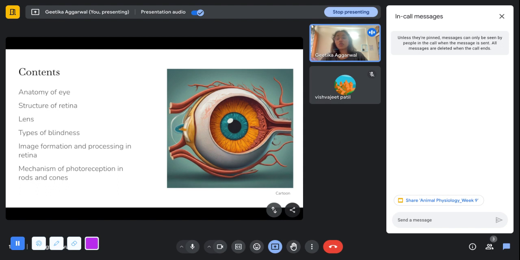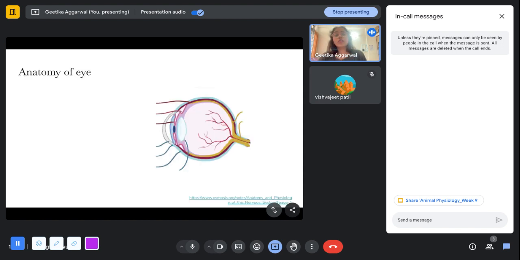Okay, so starting off with the anatomy of an eye. Can you label this eye for me? Can you tell me what are these different parts, and I will point the pointer, and can you identify what are these different parts of the eye?